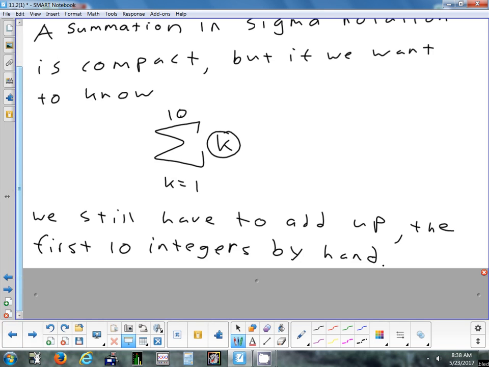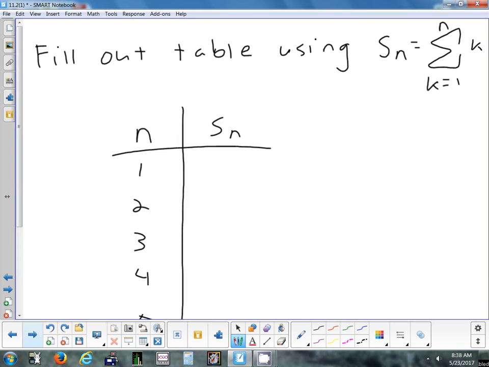Okay, so let's write out the first few sums and see if we can come up with a pattern for the sequence of partial sums. Okay, so using this formula, we're adding up the first n integers. So the sequence would be 1, 2, 3, 4, 5, 6, 7, 8, 9, 10. You can go as high as you want to go.